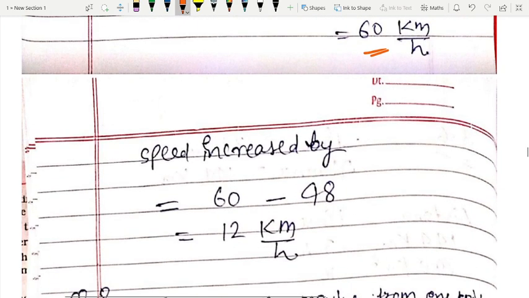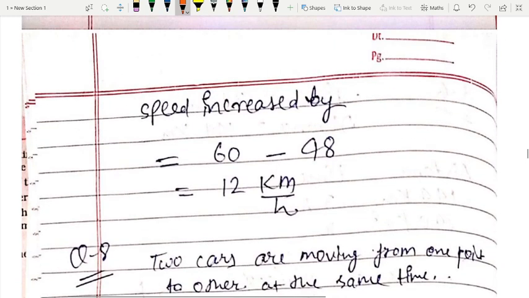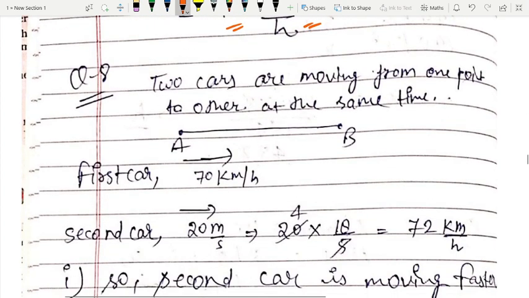After that, by how much did the speed increase? When the time taken was 30 minutes less, the speed is 60 kilometer per hour, and when the time was 2 hours 30 minutes, the speed was 48 kilometer per hour. So 60 minus 48, we have got 12 kilometer per hour. Okay, now just see question number 8.